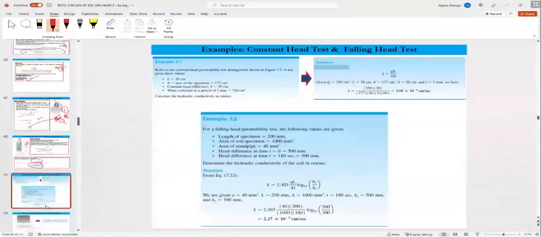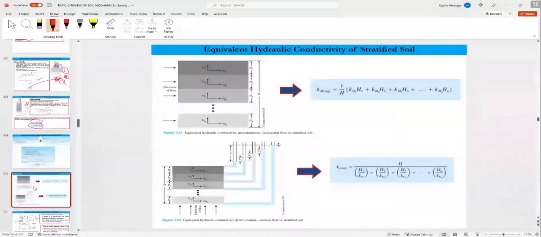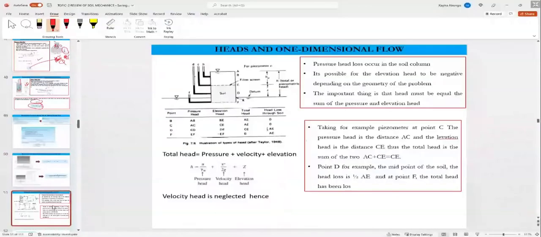Now, those are examples you can follow, because this is just review, so I'm not spending too much time. Now, this should be new to you. I don't know, maybe you learned this, but let's see. We say that the total head is the pressure head plus the elevation head, and the velocity head is small, so the total head is the pressure head plus the elevation head.